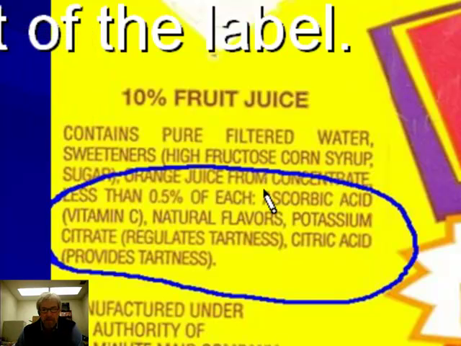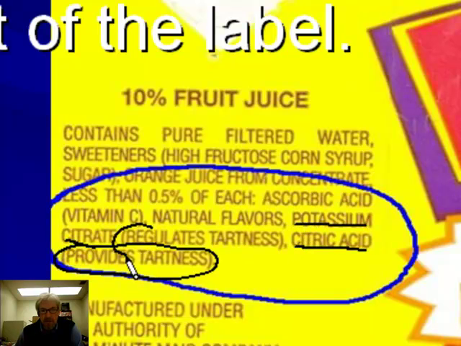Well, here's your solution. Citric acid is in this mixture, and it says that provides tartness. Well, tartness is sourness, and sourness is a characteristic of acids. The more acidic something is, the sourer it tastes. And also, potassium citrate is in there, and it says that regulates tartness. So what we've got here is a buffer system inside this Hi-C.